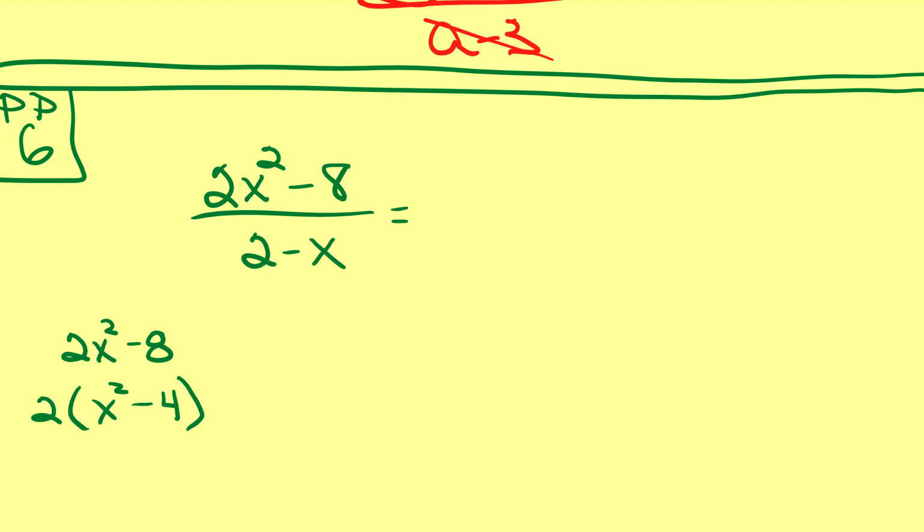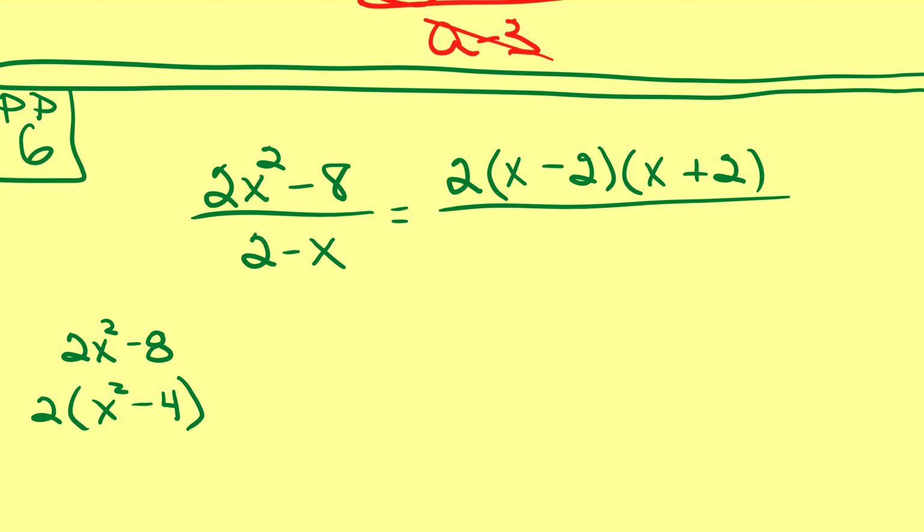So the complete factorization of the numerator is going to be 2 on the outside, and then I can set up my parentheses for the factorization of the difference of two squares. The x and x, that's always minus and plus, and the numbers I'm going to use are 2 and 2. A lot of 2's here. All right, so my numerator is factored. Oh, and look what it's over: 2 minus x.